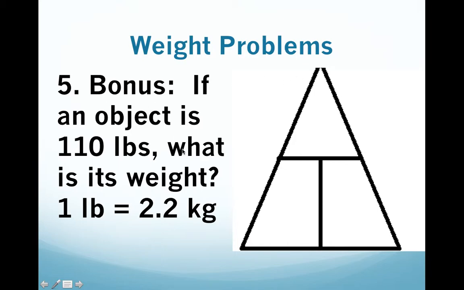Now, here's a bonus one. What if you're given the problem, but now instead of kilograms, what if they give it to you in pounds? Well, I wrote a little conversion down here that 1 kilogram is equal to 2.2 pounds. So in order to convert those pounds to kilograms, we're going to take that 110 pounds and divide it by 2.2 to get the kilograms. And when I divide 110 by 2.2, I get 50. So therefore, 110 pounds is about 50 kilograms, okay?